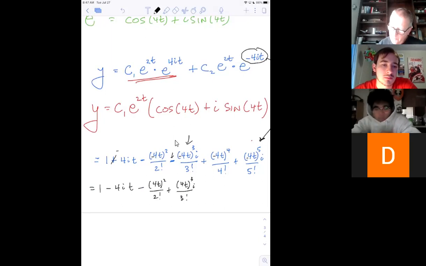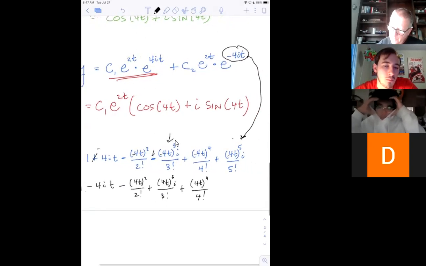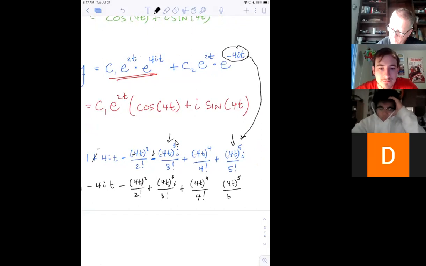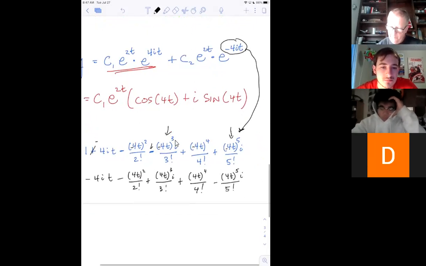And the I still comes along for the ride. This one will actually stay positive because negative to the 4th is just back to a positive. What happens to this term? Negative to the 5th, a negative number to the 5th. What do you get? Negative. You get a negative. And the I is still there.